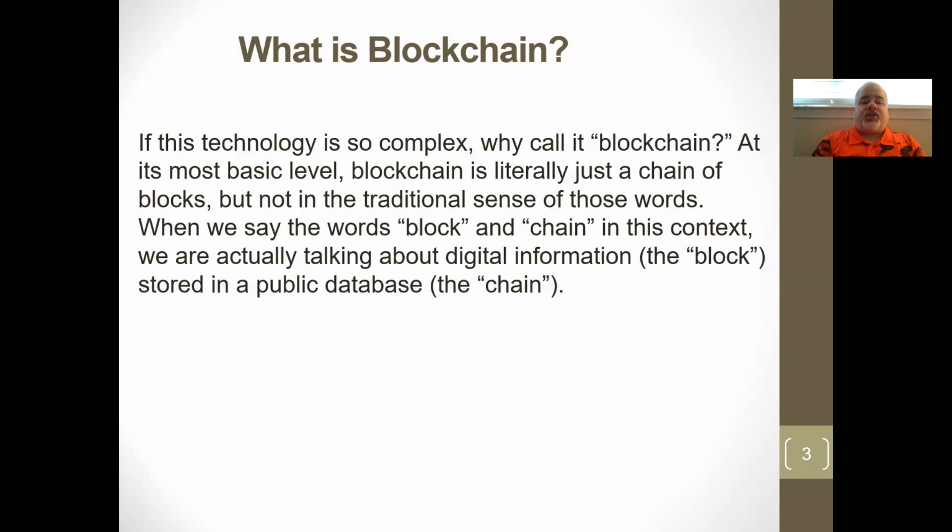If the technology is so complex, why call it blockchain? At its most basic level, blockchain is literally just a chain of blocks, but not in the traditional sense of those words. When we say the word block and chain in this context, we are actually talking about digital information, the block, stored in a public database, the chain.